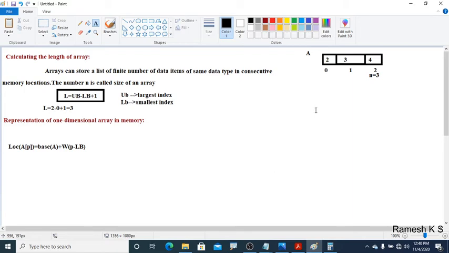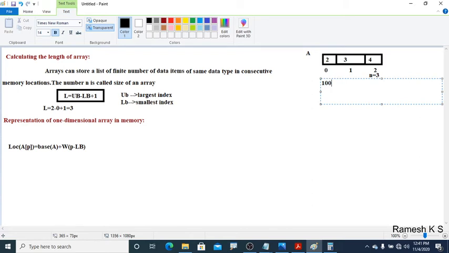Okay, now suppose an integer array A is used to store the values 2, 3, 4. The starting address is 100, and the consecutive addresses are 101 and 102. This is the first address, second address, third address.